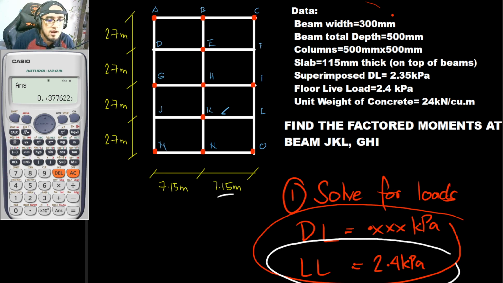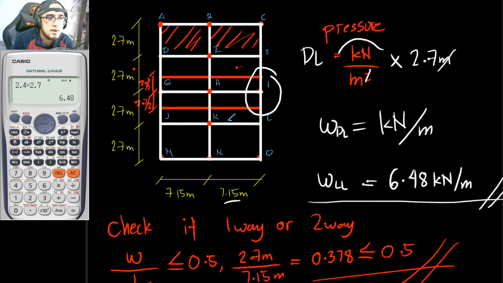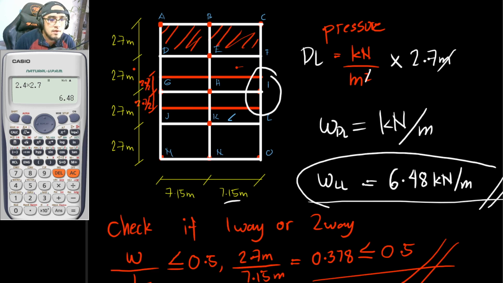2.4 kilopascal. Kasi itong live load natin given na. So 2.4 kilopascal multiplied by tributary width of 2.7. So with that, guys, our line load here is to be 6.48 kilonewtons per meter. And as for the dead load kasi, hindi pa natin alam yung pressure kasi kulang nga tayo sa oras at hindi natin na-solve yung pressure ng dead load. Pero since given naman na yung live load, edi ayun. Ito na agad yung live load natin na W.